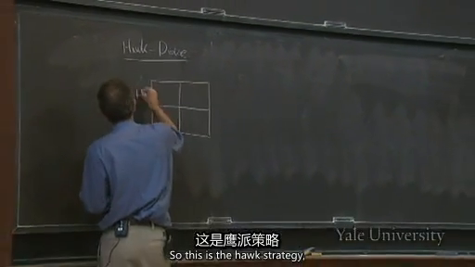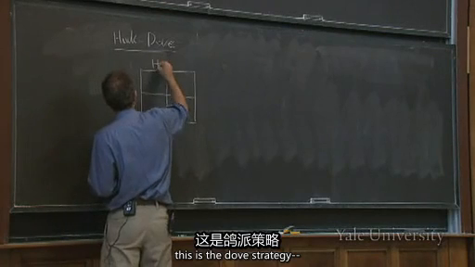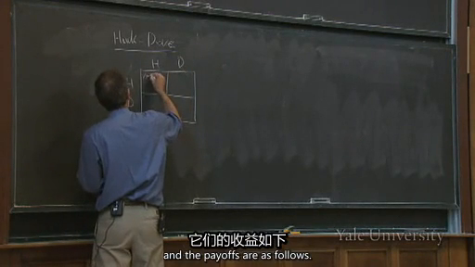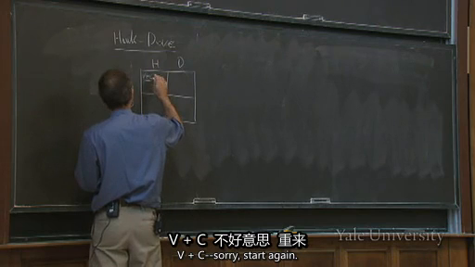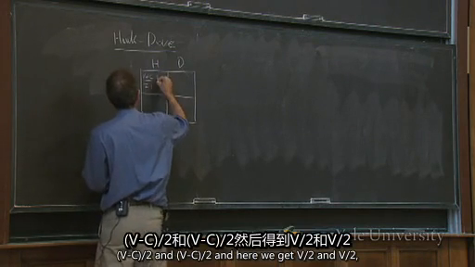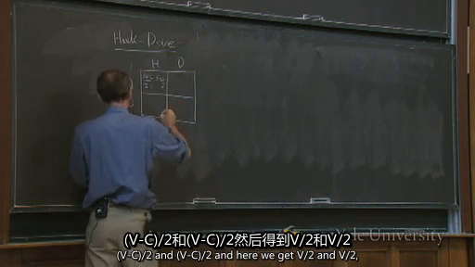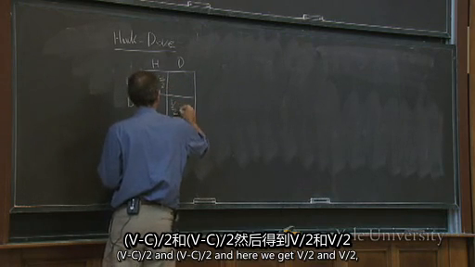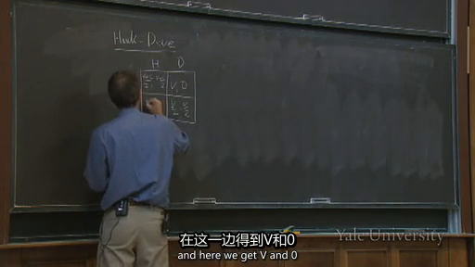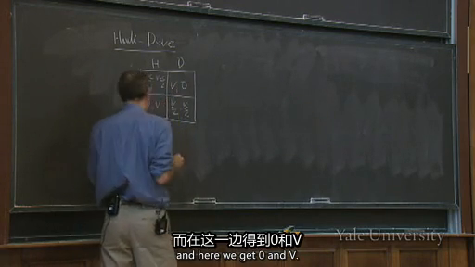All right? So this is the hawk strategy, this is the dove strategy, hawk and dove. And the payoffs are as follows. V minus C over 2 and V minus C over 2. And here we get V over 2 and V over 2. And here we get V and 0, and here we get 0 and V.